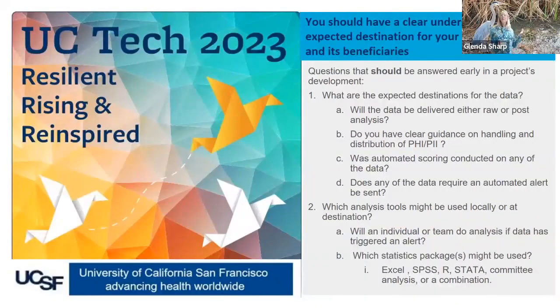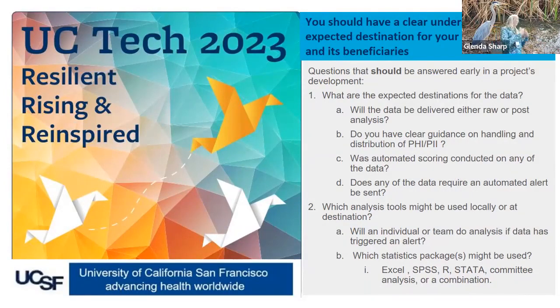You should have a clear understanding of your expected destination. The questions you should answer early in the project's development: what are the expected destinations? Will the data be delivered either raw or post-analysis? And do you have clear guidance on handling the distribution of your PHI, PII? Hopefully everybody knows what PHI is, personal health information, PII is personally identifiable information, and they're not exactly the same.